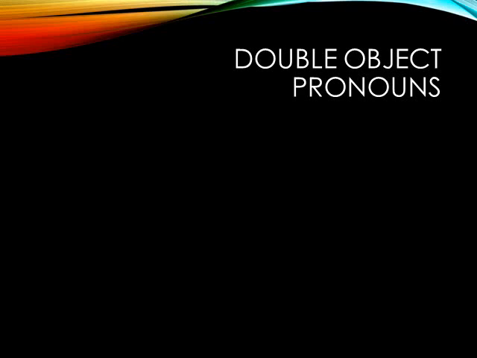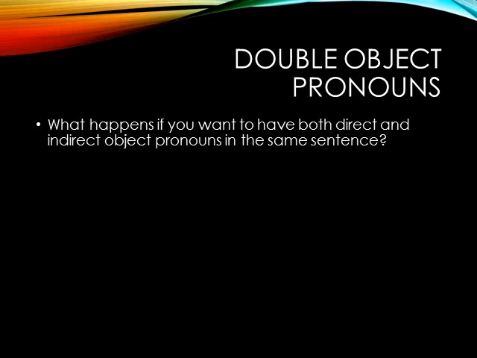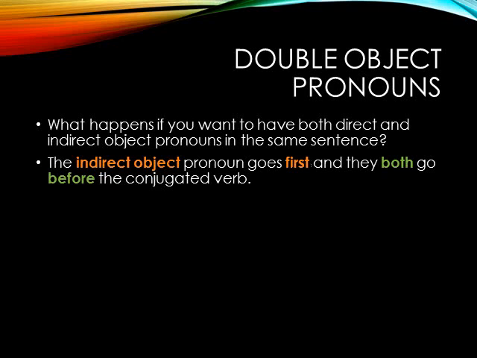All right, now, double object pronouns. This is where it gets a little tricky. So, what happens if you want to have both direct and indirect object pronouns in the same sentence? The indirect object pronoun is going to go first, and they both are going to go in front of the conjugated verb. So, we're going to take a look at what that looks like.